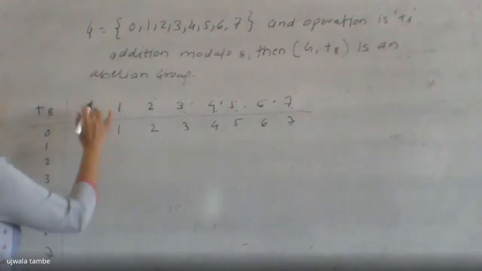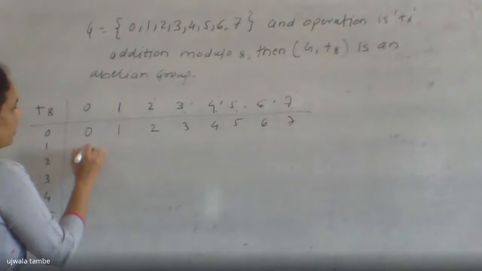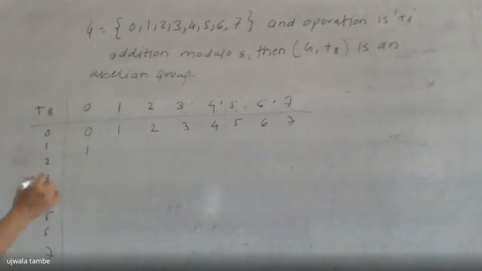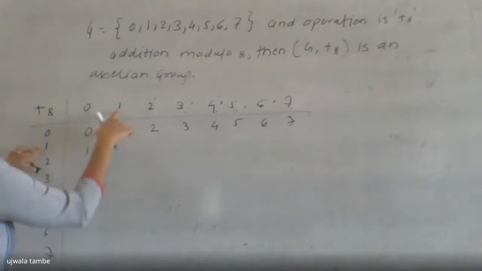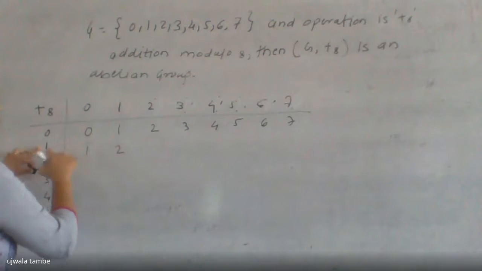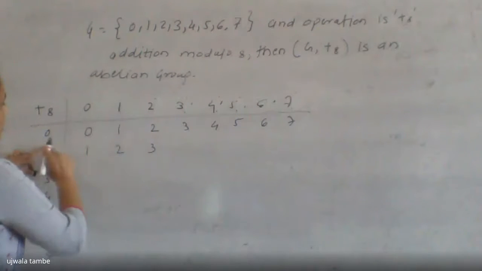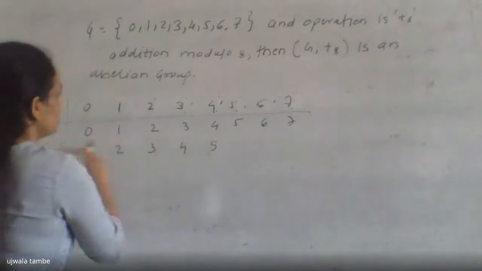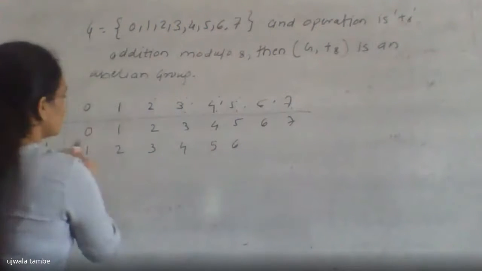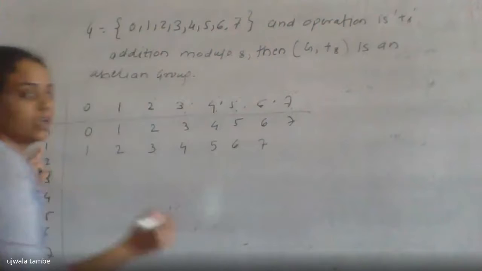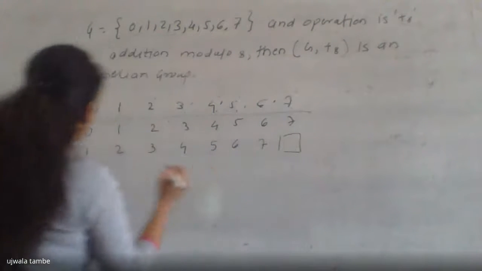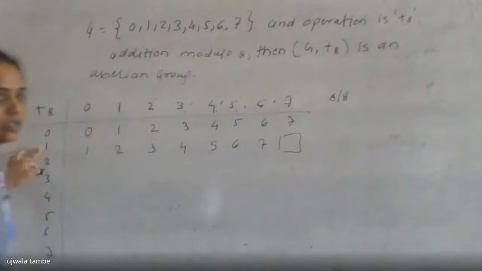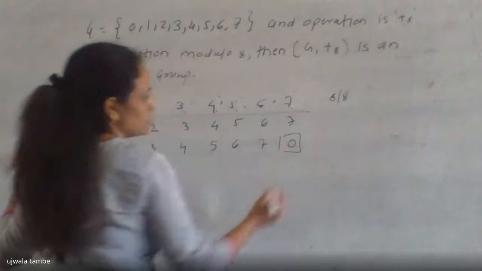So again, it gives us remainder with respect to 1, 1. Now we have to perform the addition operation, addition modulo 8. So 1 plus 1 mod 8 gives us 2. 1 plus 2 gives us 3. Then 1 plus 3 gives us 4. Then 1 plus 4 gives us 5. Then 1 plus 5 gives us 6. Then 1 plus 6 gives us 7. Now, for this one, we have to perform 1 plus 7, that is 8 modulo 8. So it gives us remainder 0.